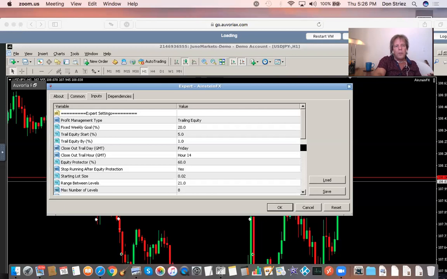There are the expert advisor settings that are completely customizable, and this is where you can set your risk management, your tolerances, and your parameters when you're trading. They can be custom set for each individual's risk tolerance and account size. So here, as you can see, you can set a starting lot size. Again, same rule of thumb: 0.01 lot size for each $1,000 in your account. This account has $2,000 in it, so it's trading a 0.02 lot starting size.